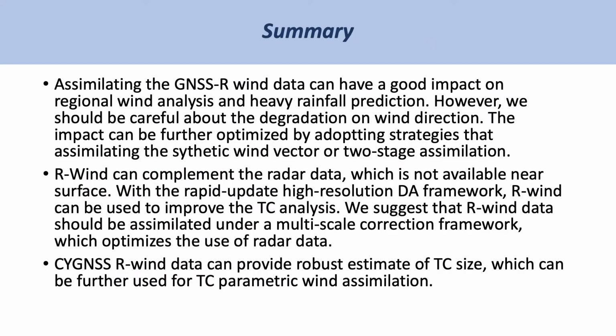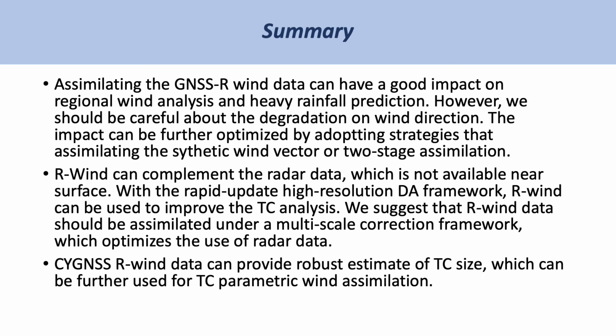Finally, the conclusion of today's talk. First, we saw that assimilating the GNSS-R wind data can have a good impact on regional wind analysis and heavy rainfall prediction. However, we should be careful about the degradation on wind direction. The impact can be further optimized by adopting a strategy that assimilates the synthetic wind vector, or the two-stage assimilation.